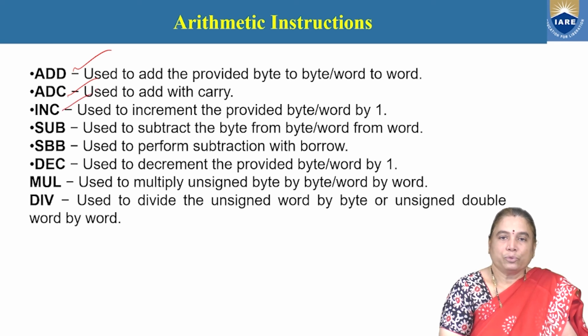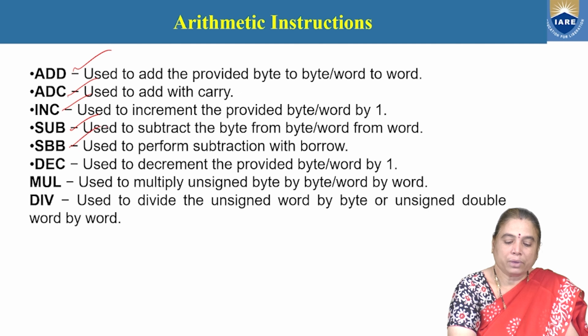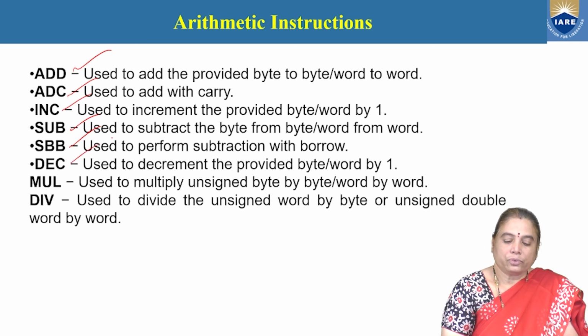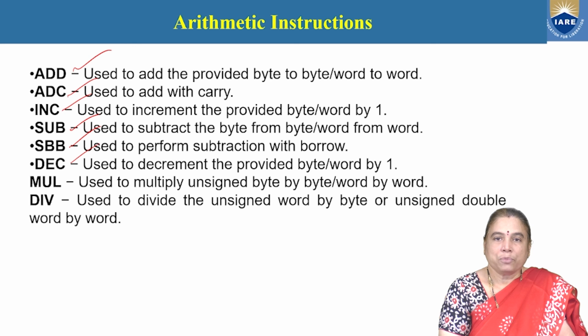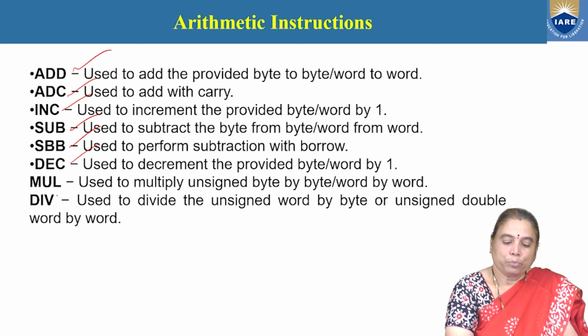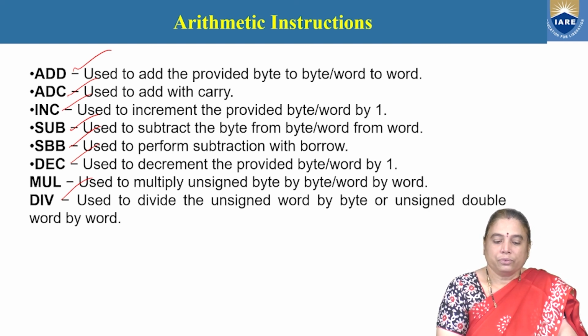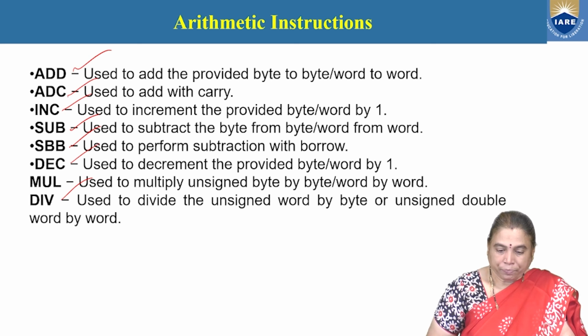Next, SUB is used to facilitate the subtraction operation. Subtract with borrow can be facilitated with SBB. And DEC is decrement operation. The register content can be reduced by 1 with the help of the DEC instruction code. Next is MUL to perform the multiplication operation, DIV to perform the division operation. So these are the list of instructions which will facilitate the arithmetic operations.